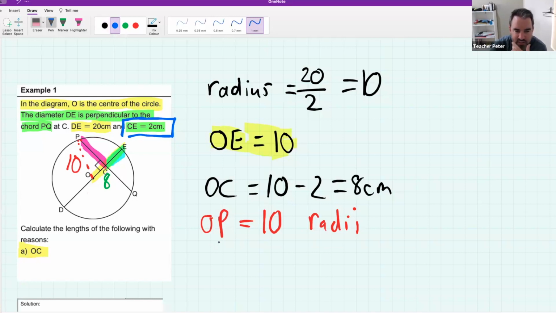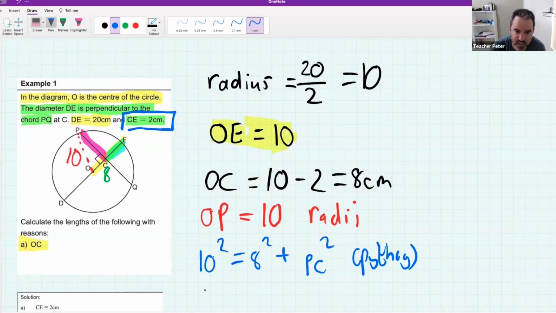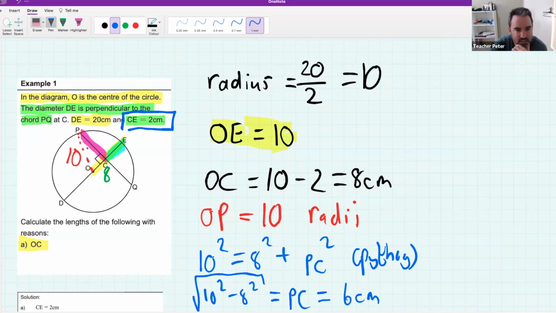Some of you know the Pythagorean theorem off by heart, but 10 squared equals 8 squared plus PC squared by Pythag. And then if I move these all across, I get that PC is 6 centimeters.